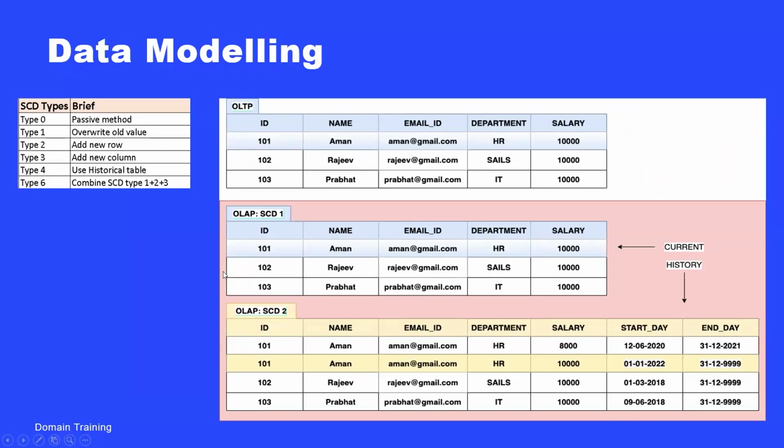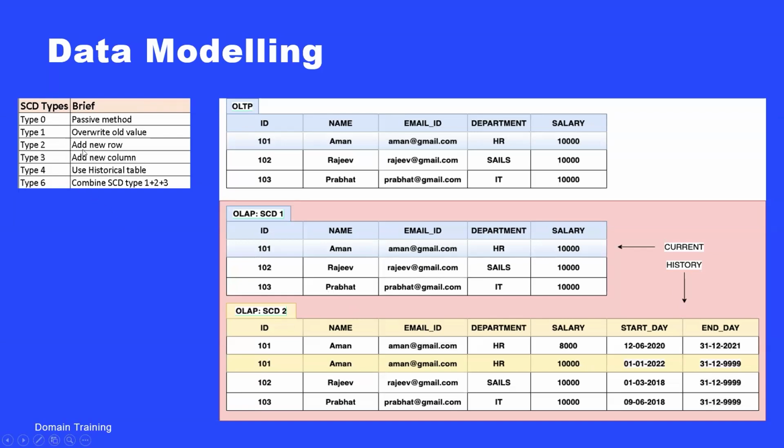So now we learn about SCD, slowly changing dimensions. There are actually 6 types of SCDs, but only a few of them are used very commonly. First is type 0, type 1, type 2, and type 3. Okay. So these are the commonly used SCDs, right? This is a small example of SCD1. You can see that you have one table and you store the history, right?